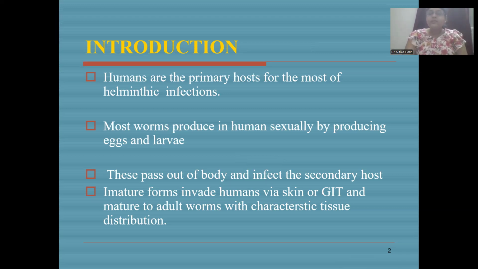Immature forms invade humans via skin. These immature worms, like eggs or cysts or immature forms of worms, can invade the human tissue through the skin or through the gut, and mature to form adult forms. When they penetrate the skin or the gut and reach the body, they mature to form adult worms. And these worms have a characteristic tissue distribution.